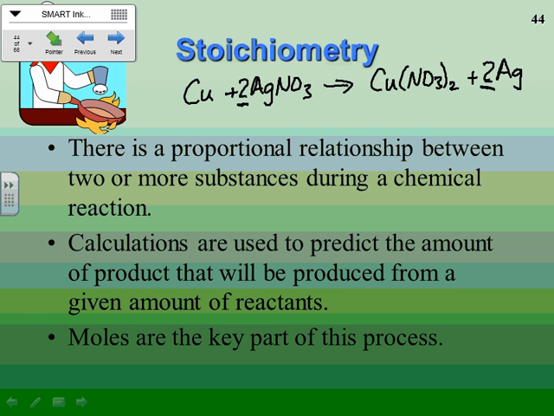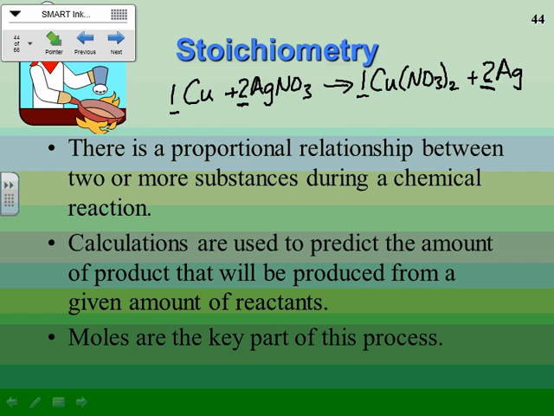But basically what this is telling you is, if I combine 1 mole of copper with 2 moles of AgNO3, silver nitrate, I'm going to produce 1 mole of copper nitrate and 2 moles of silver. Okay? It's telling me a mole ratio. All right, so you just have to keep that in mind. These numbers in front, you can think of those as moles now.